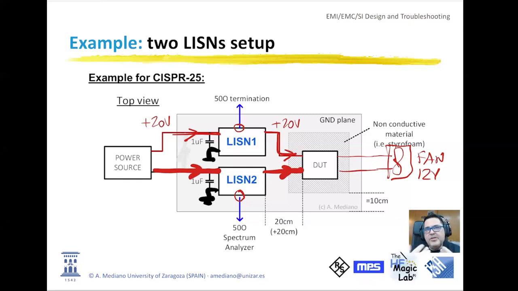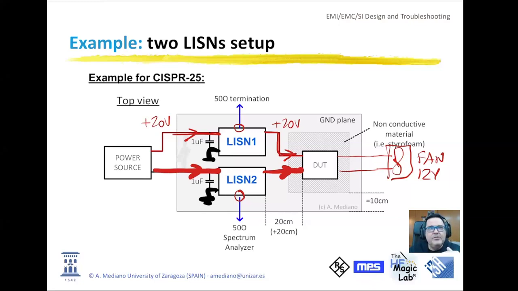So when we are measuring with LISN number 1, we are measuring the noise in the positive line. When we are measuring with LISN number 2, we are measuring the noise in the ground line of my device under test, okay? So the metal plate is some kind of reference structure, okay?